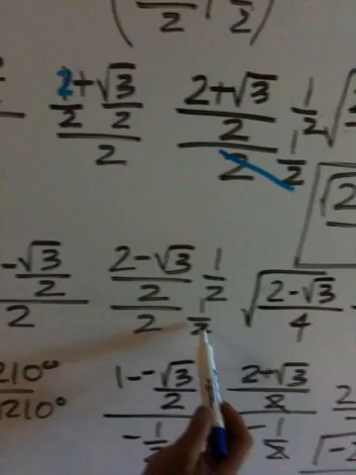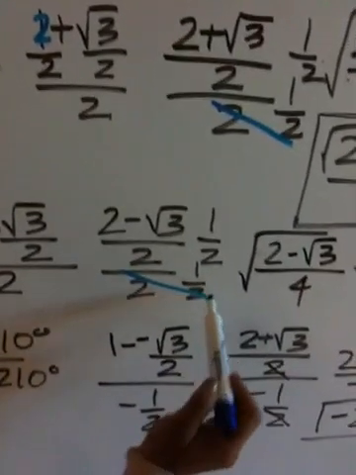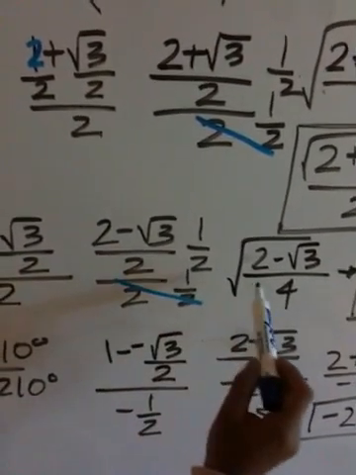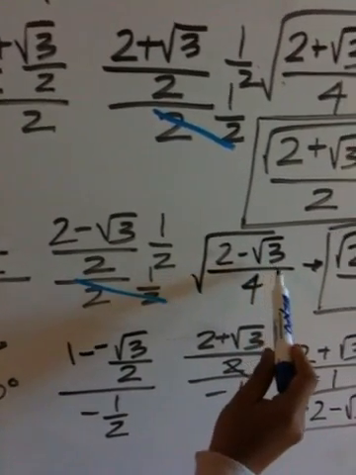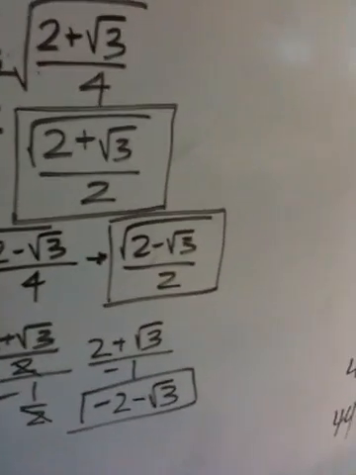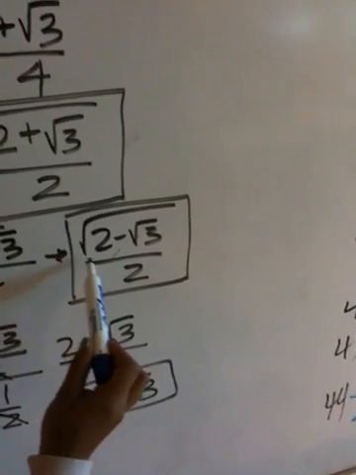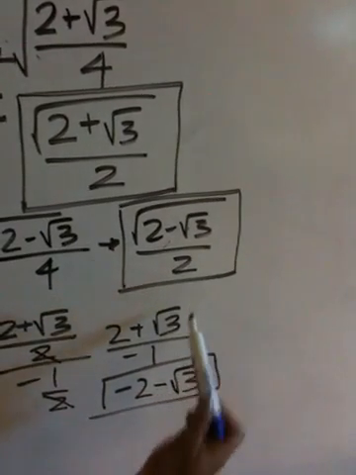And then again, we're going to multiply by its reciprocal, so these cancel out. And then we multiply across, so it's going to be 2 minus radical 3 all over 4 again. And then since this can simplify here, it's going to be radical 2 minus radical 3 all over 2.